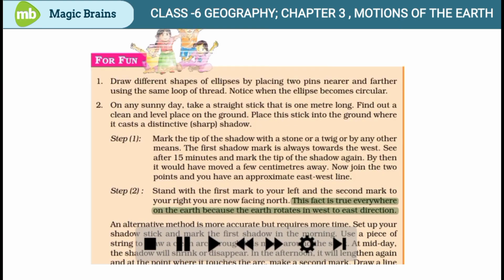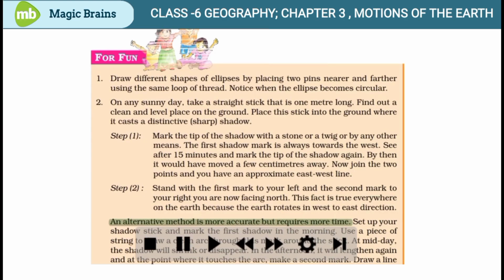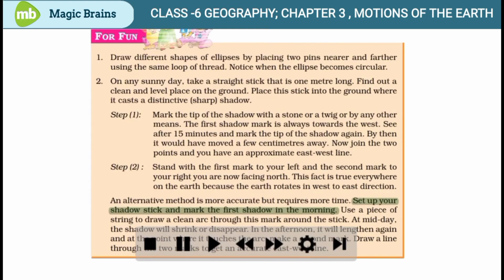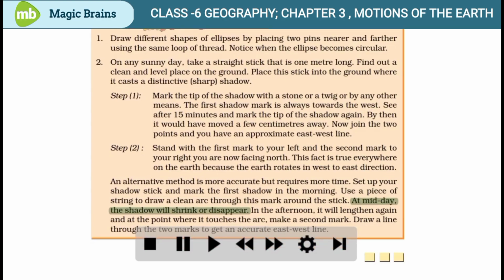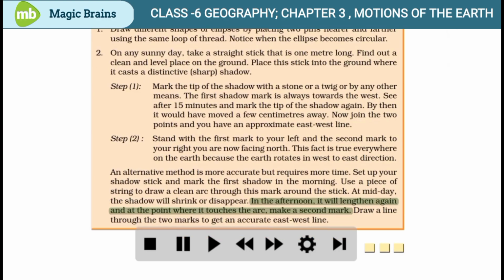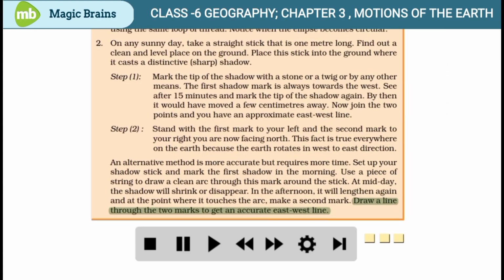This fact is true everywhere on the earth because the earth rotates in a west to east direction. An alternative method is more accurate but requires more time. Set up your shadow stick and mark the first shadow in the morning. Use a piece of string to draw a clean arc through this mark around the stick. At midday, the shadow will shrink or disappear. In the afternoon, it will lengthen again, and at the point where it touches the arc, make a second mark. Draw a line through the two marks to get an accurate east-west line.